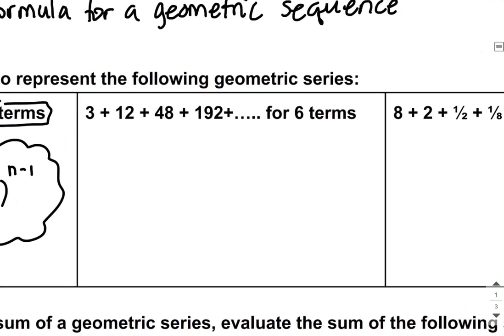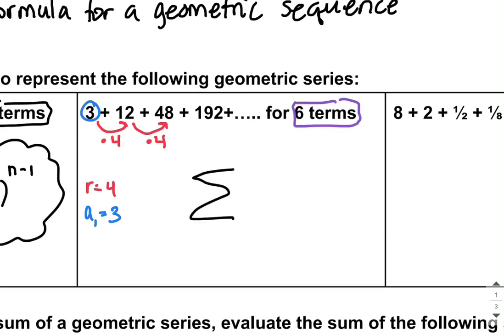For the next one, first thing I'm going to do is find my common ratio. As I go from term to term, I am multiplying by 4 each time, so r is equal to 4. My first term is 3. I know I'm adding 6 terms. So in summation notation, I'm starting with n equal to 1, this is a sub 1, and going to a sub 6. I put a 6 on top because I'm doing 6 terms total.